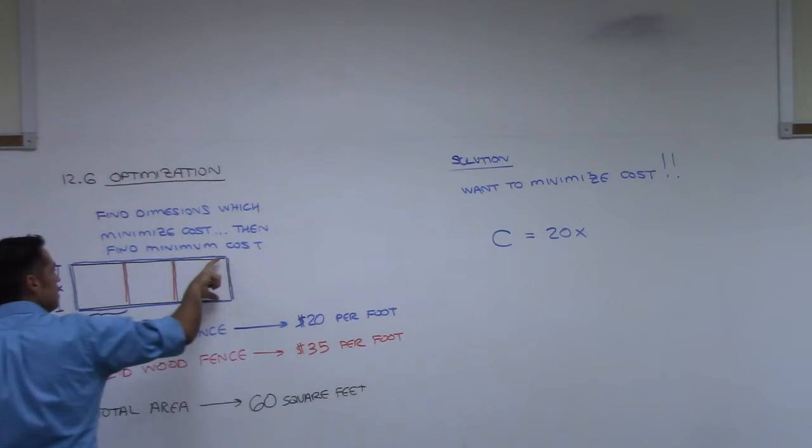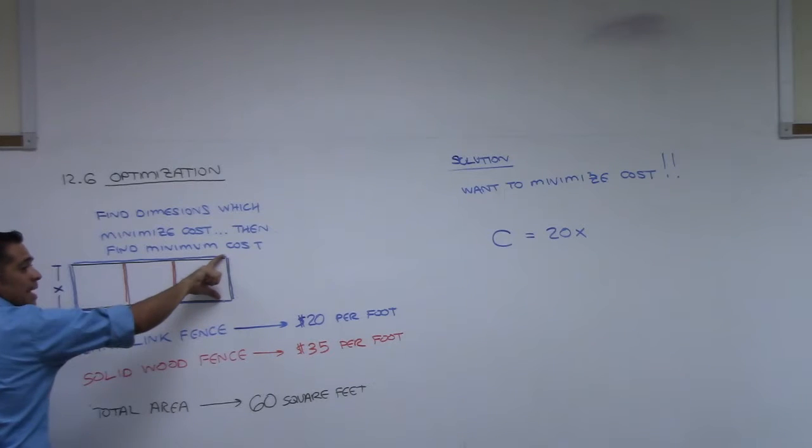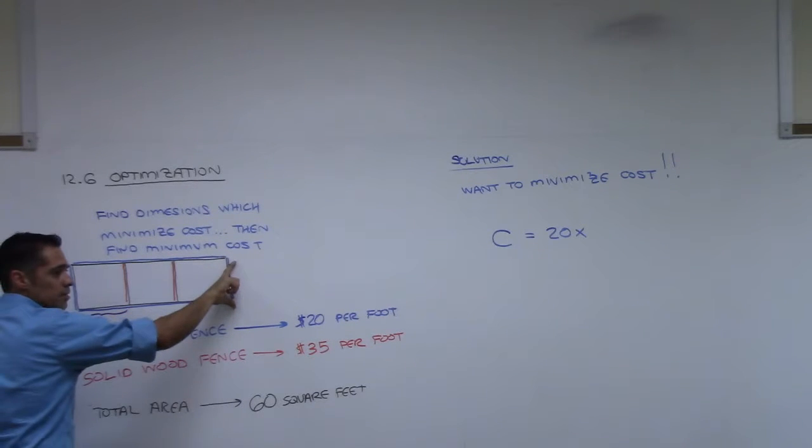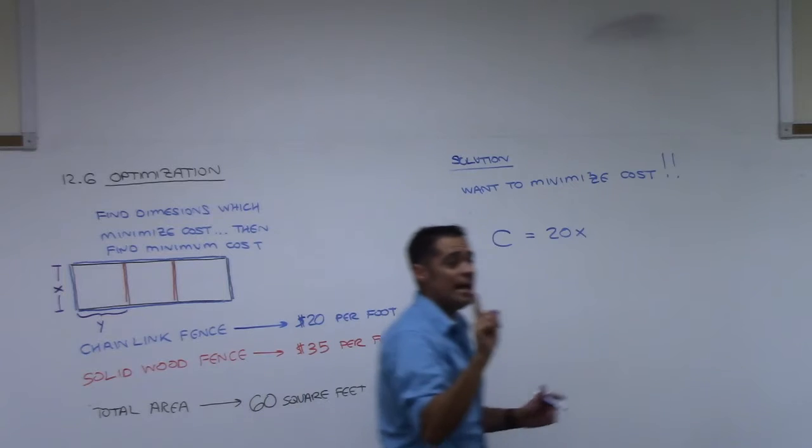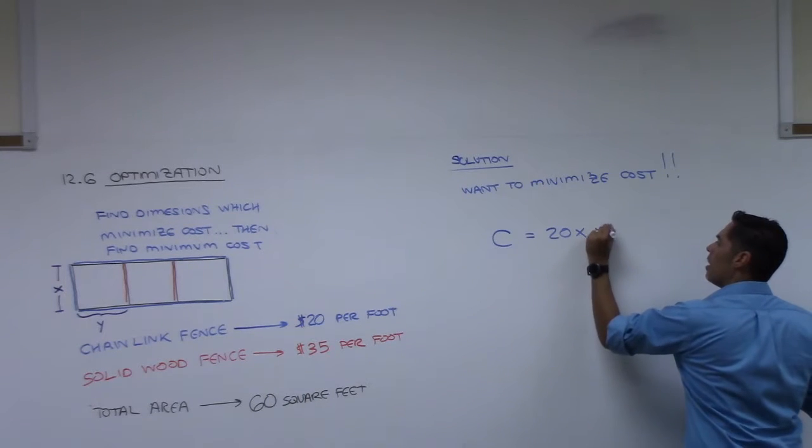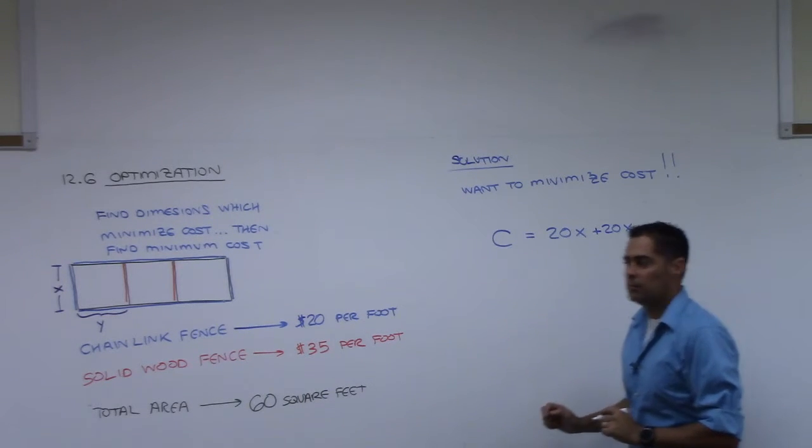What about from here to here? That's also another 20x, isn't it? Because if that's x, that's also x, right? So that's 20x. We're adding, though, not multiplying. So another 20x. You'll see that?